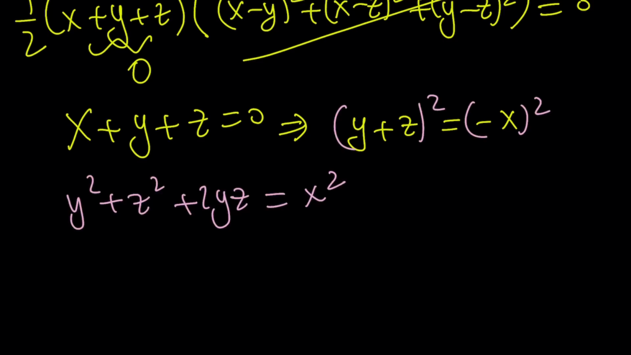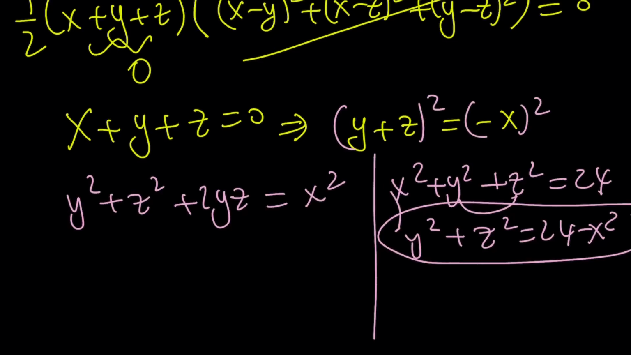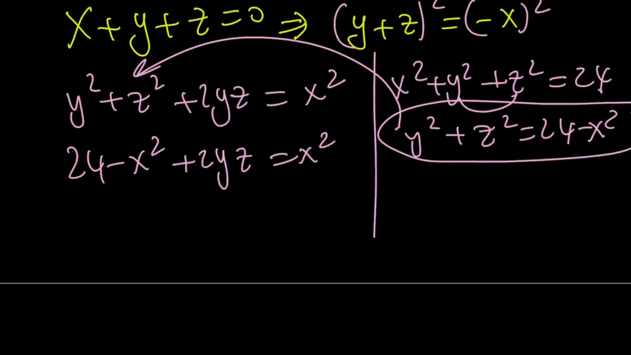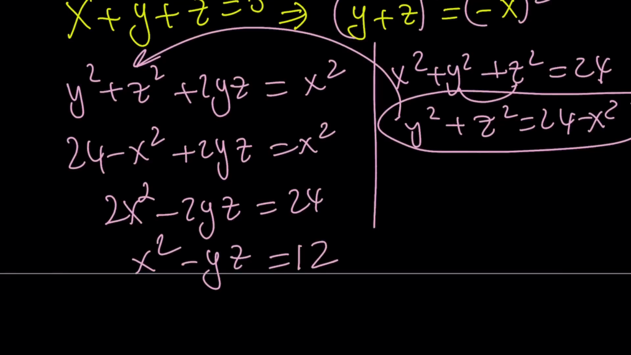And now we can write an expression for y squared plus z squared. Why? Because we know that x squared plus y squared plus z squared is equal to 24. So y squared plus z squared can be written as 24 minus x squared. And that can be substituted here. So that gives us 24 minus x squared plus 2yz equals x squared. And if you put everything on the same side, you get 2x squared minus 2yz is equal to 24, meaning x squared minus yz is equal to 12.